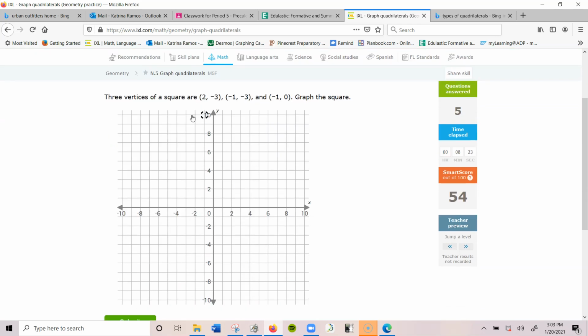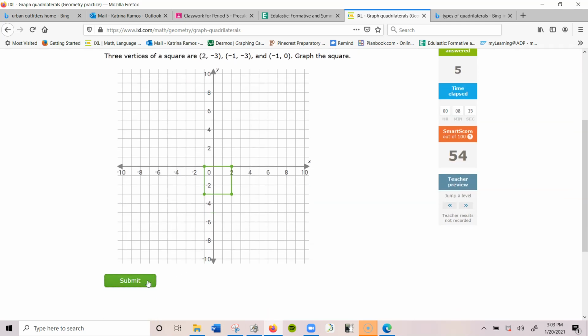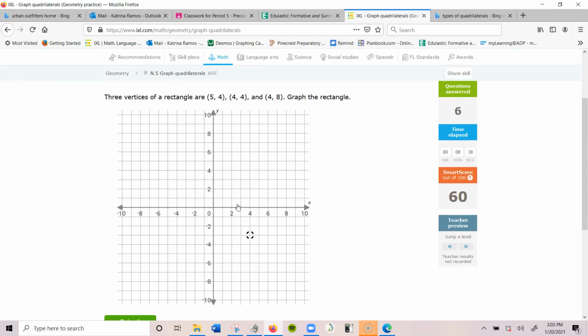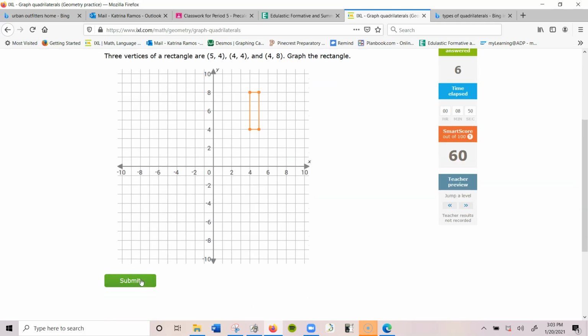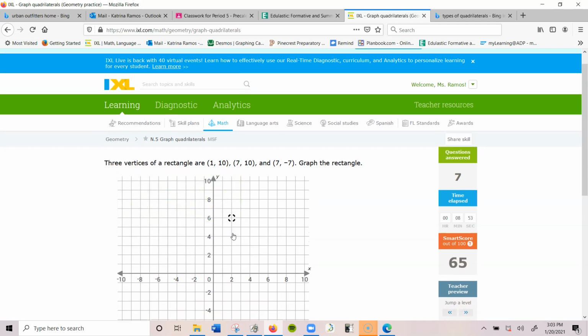This is a square, so we're going to go ahead and do that. So 2, negative 3, negative 1, negative 3, negative 1, 0, and so to create the square, it will be right here. This is a rectangle, so 5, 4, 4, 4, 4, 8, and then for that final coordinate, it would have to be here to create the rectangle. So it's basically just common sense.